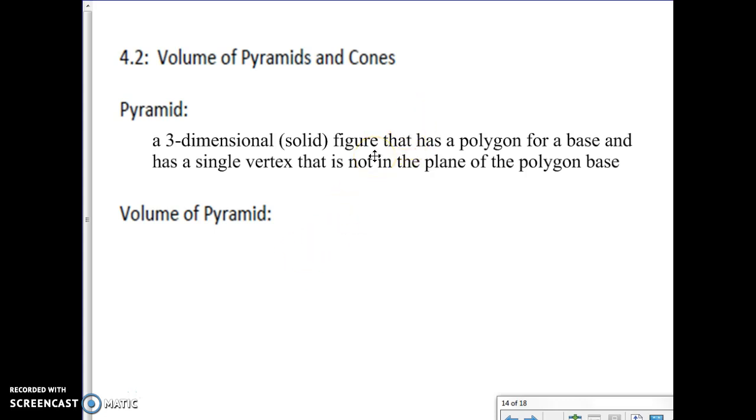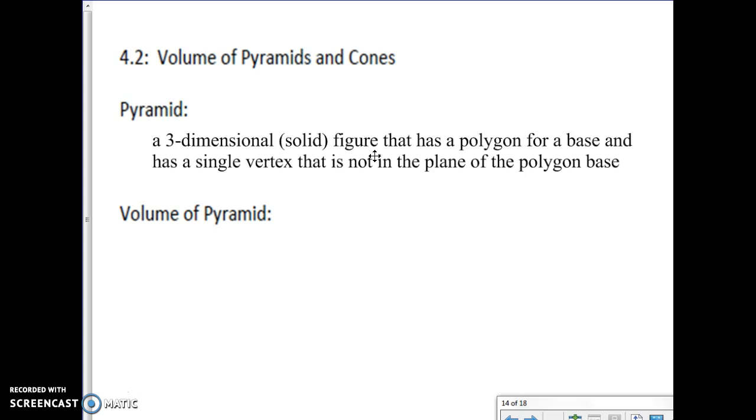Yesterday we talked about the idea of finding the area of prisms, cylinders, and spheres. And right now, over the next 5 to 10 minutes, what I want to do is talk about the volume of pyramids and cones. A pyramid is a three-dimensional figure that has a polygon for a base and a single vertex that is not in the plane of the base, of the polygon base.